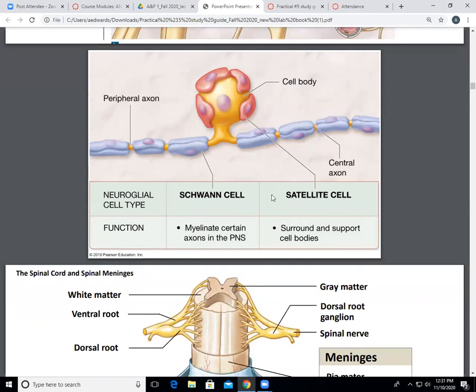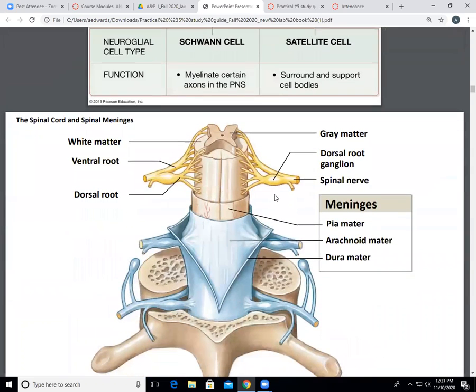All right. So let's take a pause, talk to your neighbors about different types of neuroglial cells. You can do this at home as well.